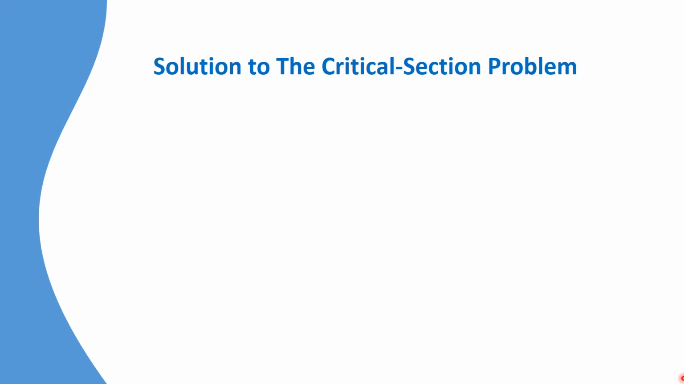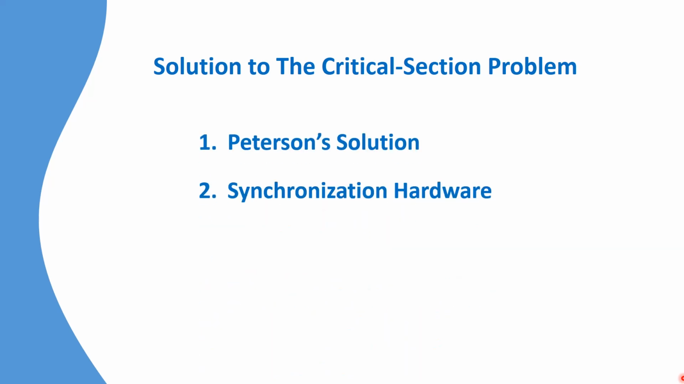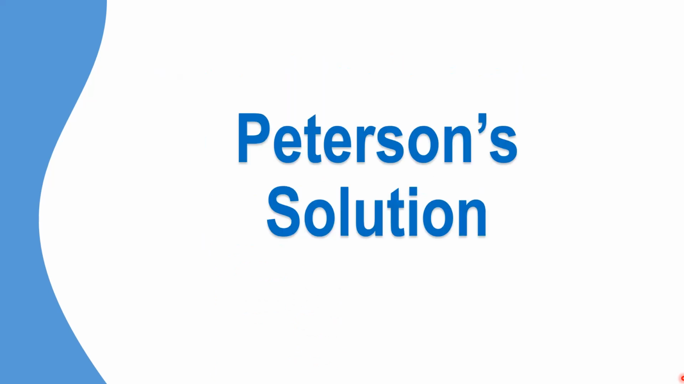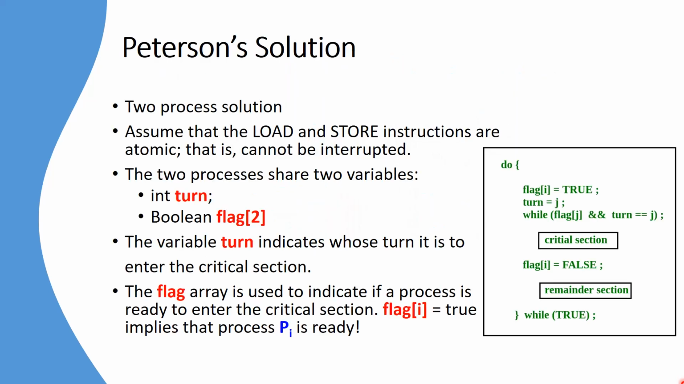Today we will see the three solutions to the critical section problem. These are Peterson solution, synchronization hardware, and semaphore. So let's begin with Peterson solution. Peterson solution is a two-process solution. That is, the solution can be applied to only two processes at a time. If there are more processes, then the Peterson solution is ineffective.